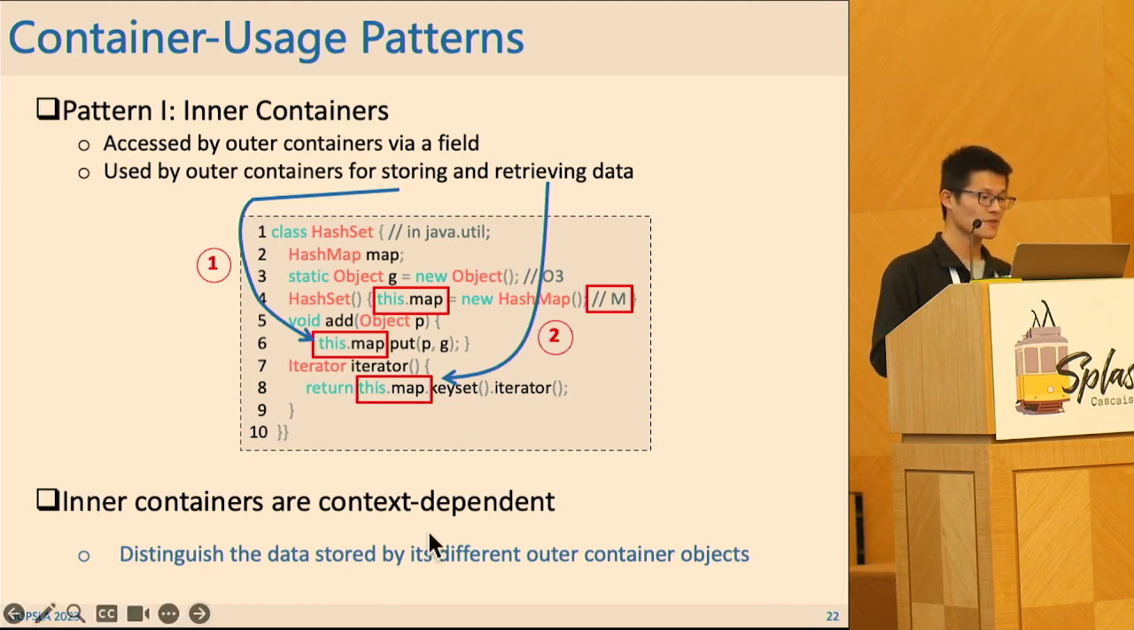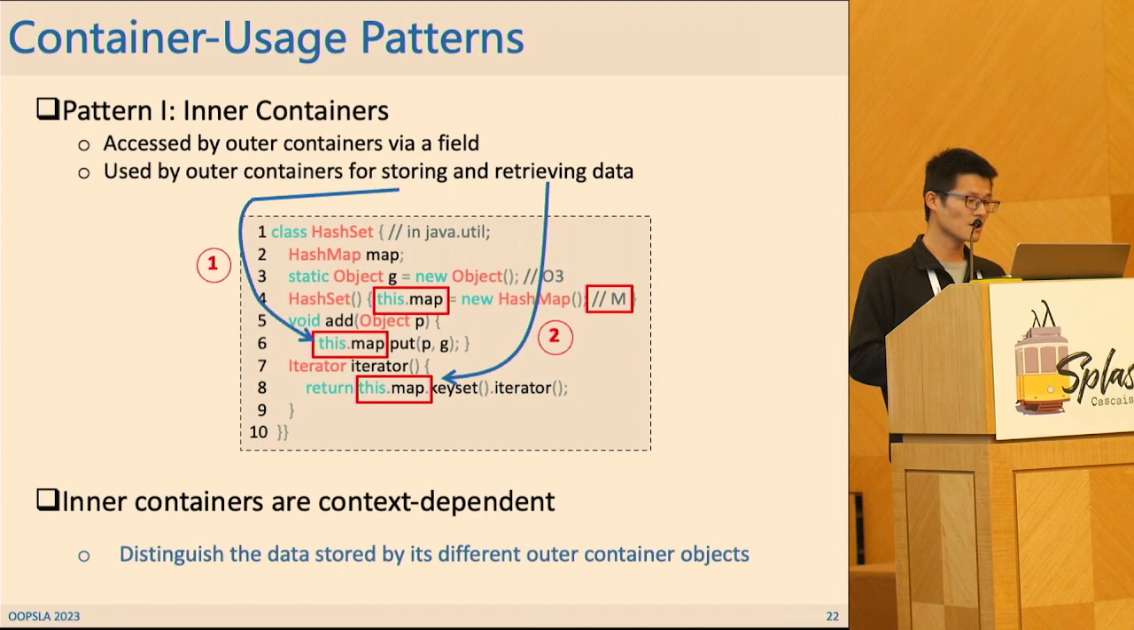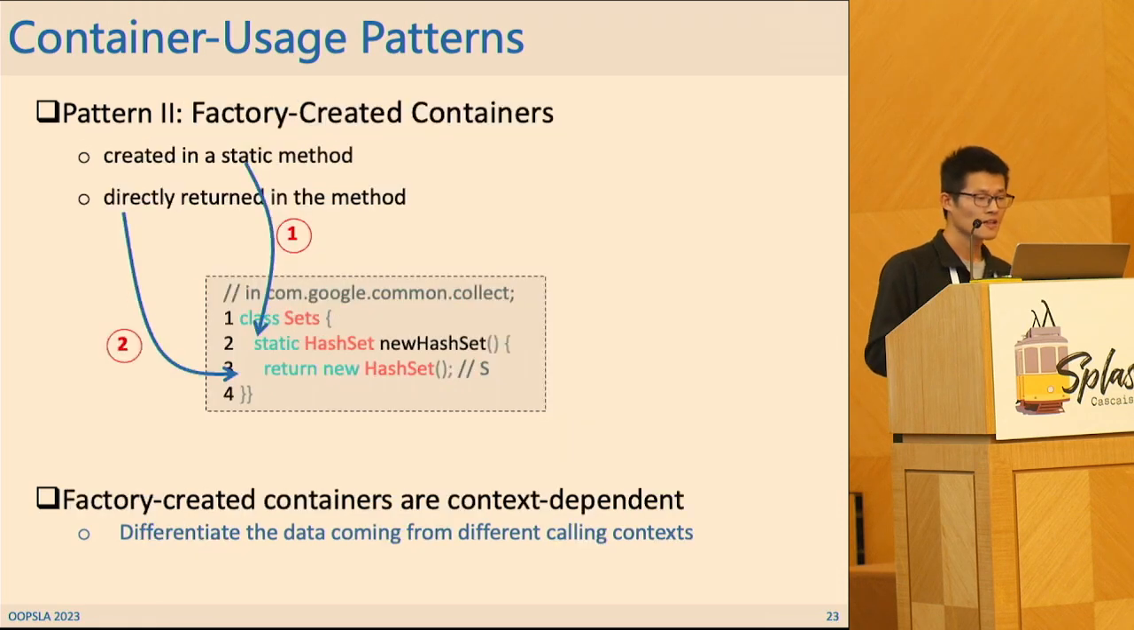As you can see from this example, the hash map object created in line 4 is associated with this outer container via this dot map and is used for storing data in the other method and used for retrieving data in the iterator method. Inner containers are context dependent because they need to distinguish the data stored by their different outer container objects.